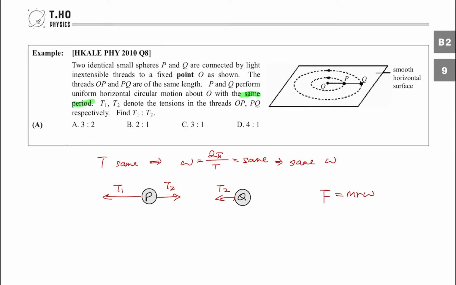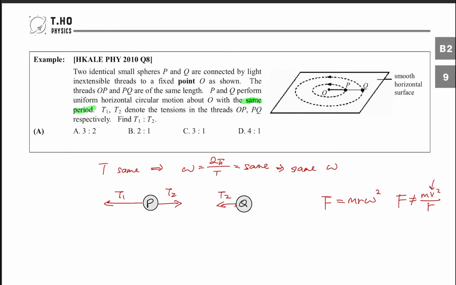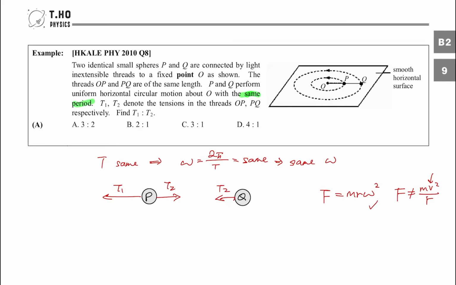So we know that F equals mr omega squared. Now in this case, we are not using mv squared over r because they do not have the same v. So we cannot compare the two objects using this equation. So this is wrong. Here we would use F equals mr omega squared on each of the objects. Now just to remind you, this F is actually the net force.